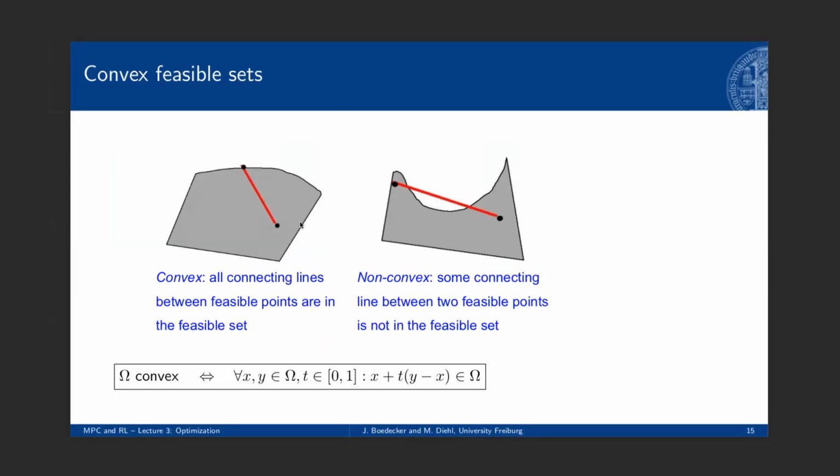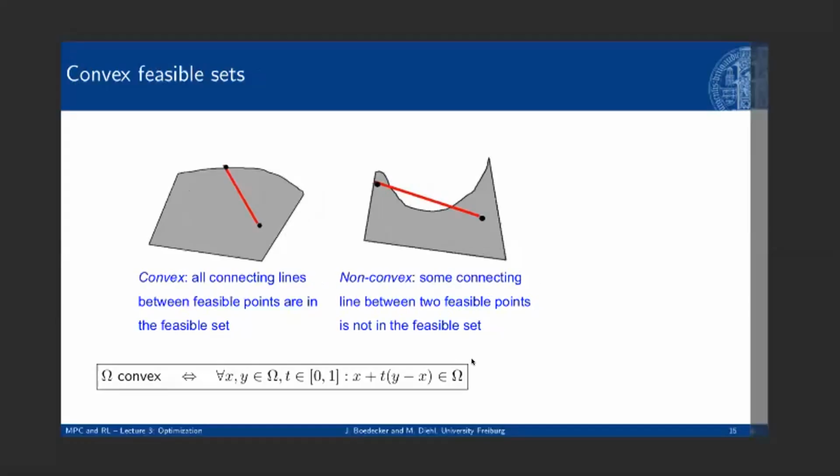Convex feasible sets are the other notion that we need to know to define what is a convex optimization problem. A convex set is a set where, when you take two points and connect them with a line, the whole line must be in the set. That's the definition of a convex set. Mathematically, you could say omega is convex if for all points x and y in omega, and all t in [0, 1], the convex combination of x and y is also in omega. So these are the notions that we need to define what is a convex optimization problem.